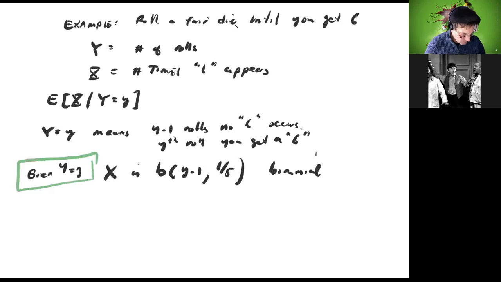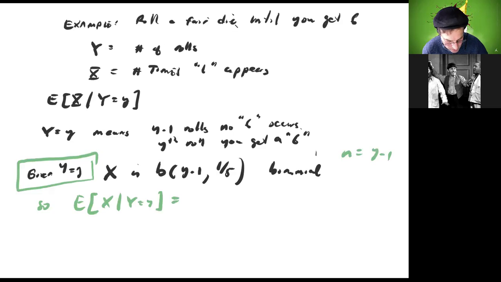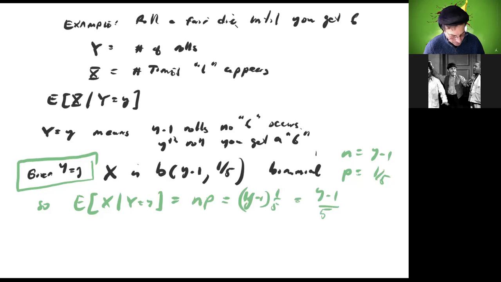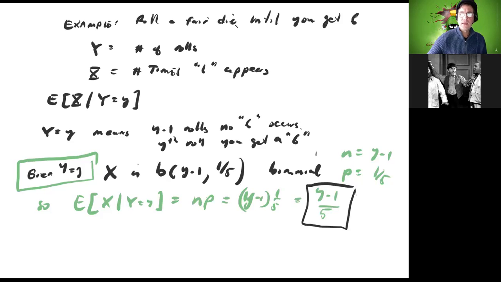So therefore, the expected value of x given that y equals y is, here n is y minus 1 and p in the binomial is 1/5. So it's n times p, which is 1/5 times y minus 1. In other words, y minus 1 over 5. So that's our example. Okay. So what I want to do now is a continuous example.